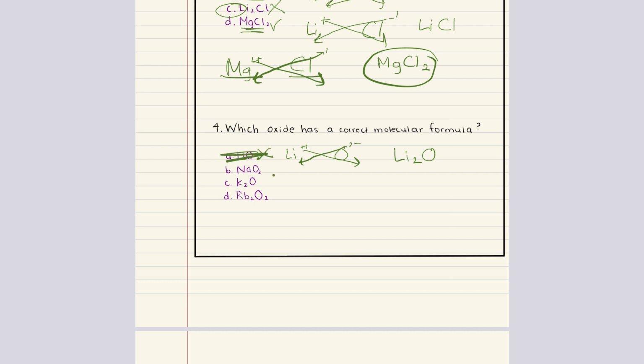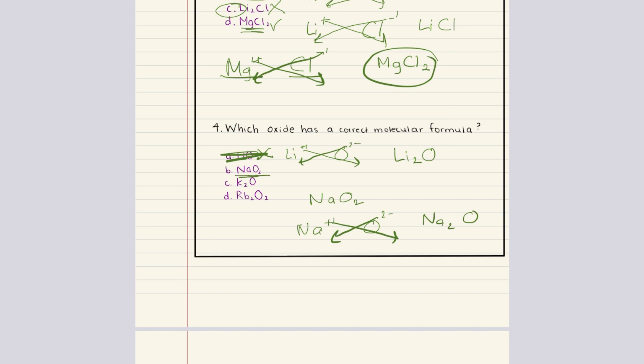Let's look at the second one, NaO2. Sodium forms a +1 cation, oxygen forms a 2- anion. We swap these values here, we get Na2O1. That is the correct formula. That's not what we're given here.